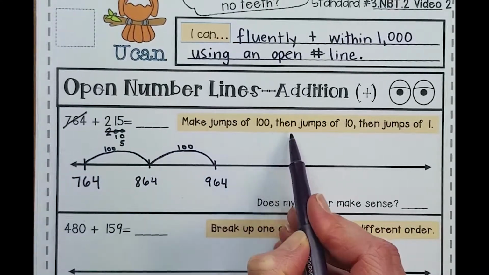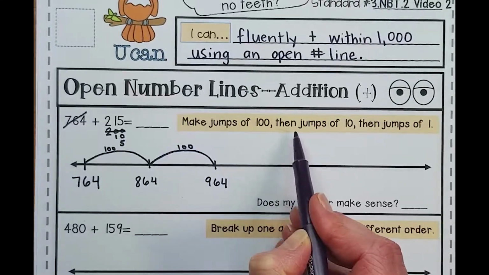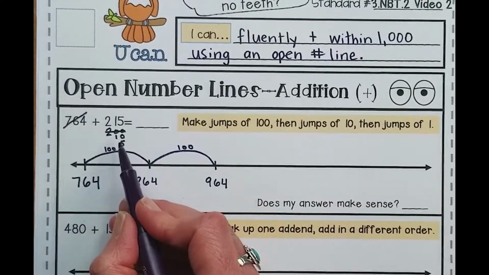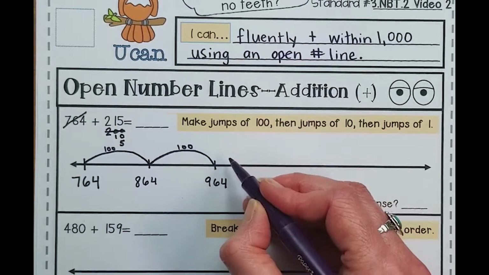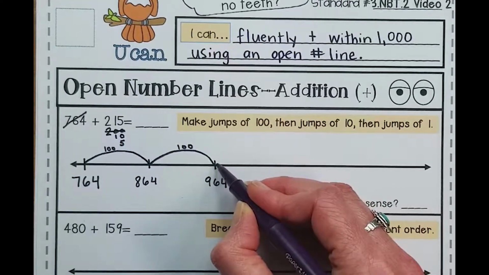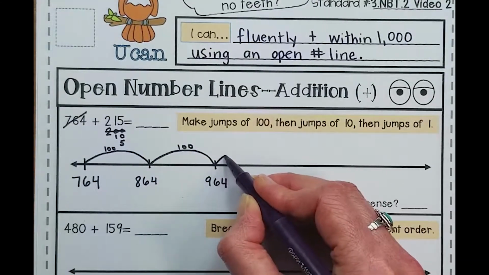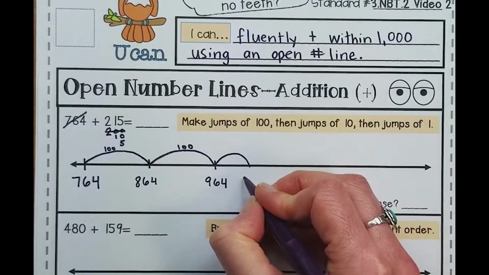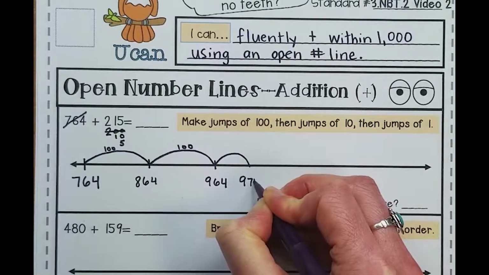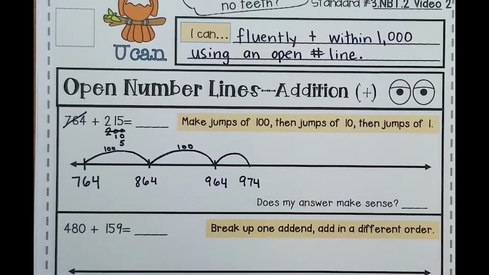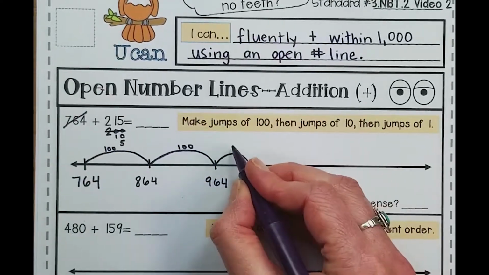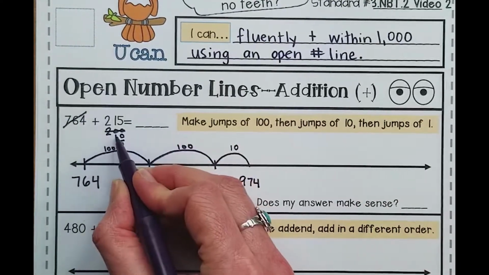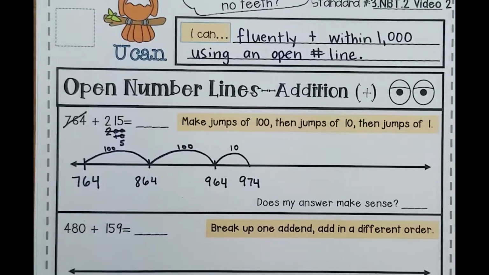And we're going to be thinking about then making smaller jumps, then jumps of 10. We have a jump of 10 we can make, and that's pretty easy to do in our heads and on a number line. 964 plus 10 is 974. Okay, so I just made a jump of 10. I'm going to go ahead and cross out that 10. I've got 5 left to go to get to my grand total, or my sum.